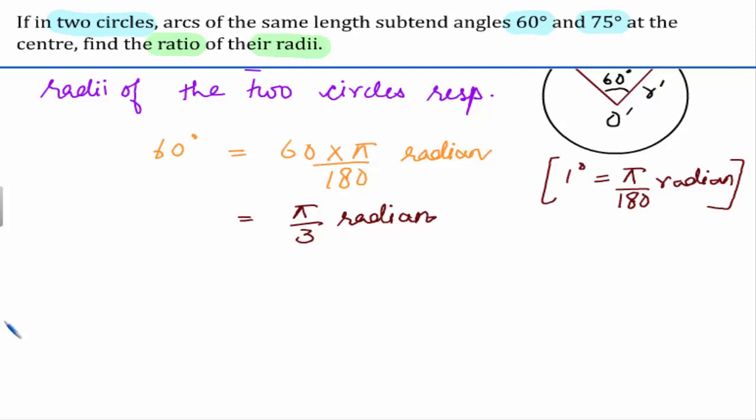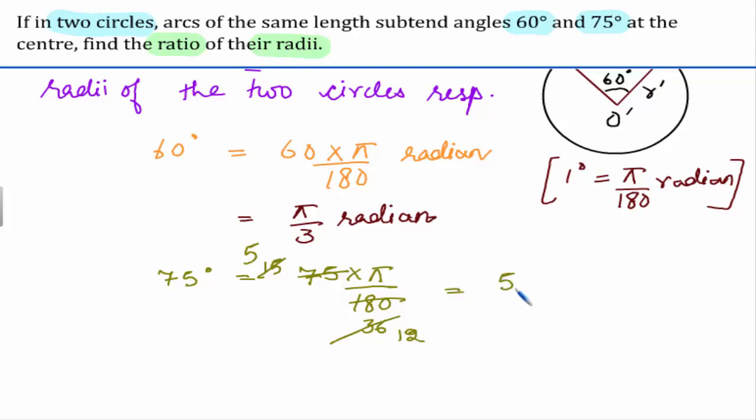Now let us try to write 75 degrees in radian measure. 75 degrees can be written as 75 into pi divided by 180. Now 5 ones are 5, 5 5s are 25, and in the denominator 5 3s are 15, 5 6s are 30. Again 3 is the common factor, so 3 5s are 15, 3 12s are 36, so this is equal to 5 pi upon 12 radian.